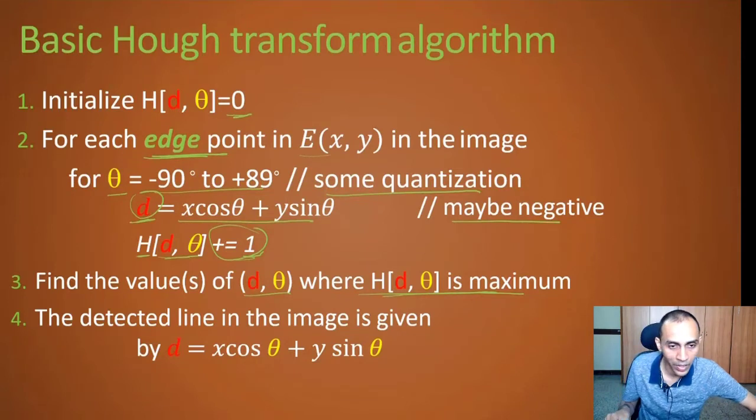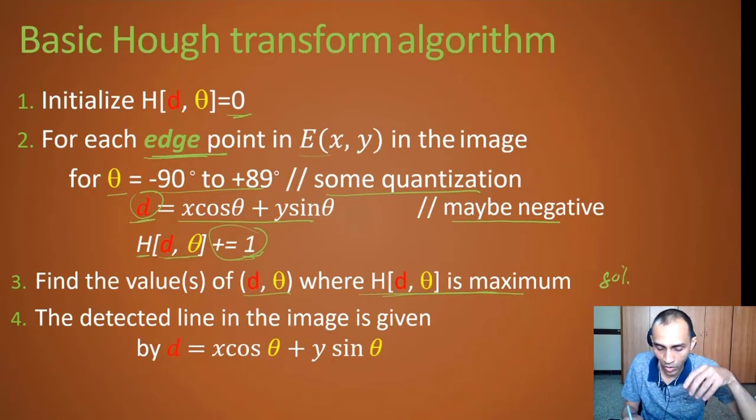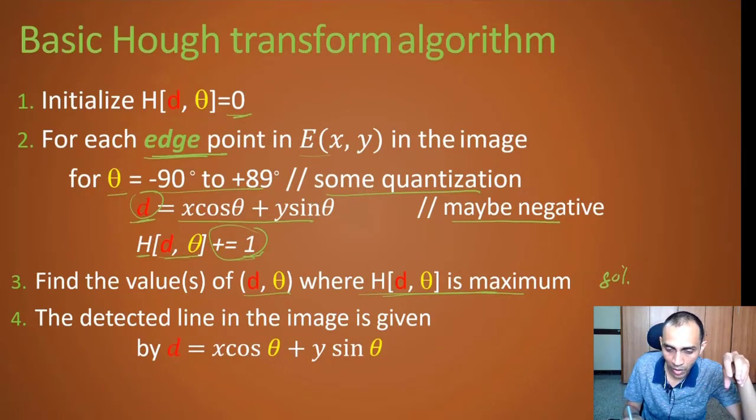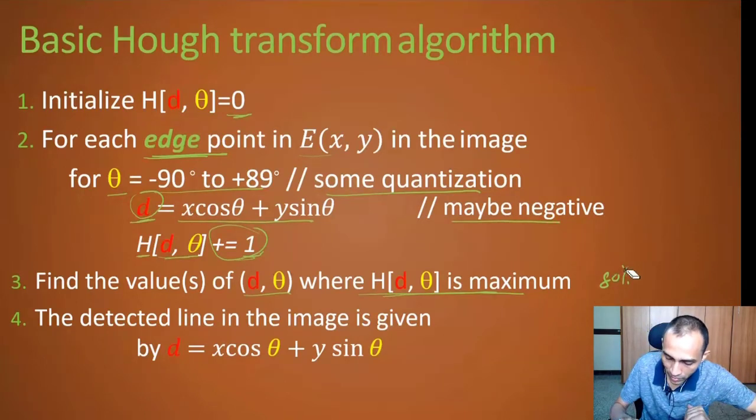So if there are multiple lines, we may decide, okay, 80% of the maximum value: all those bins which have about 80% of the maximum value, we will consider them all as valid straight lines. Or we'll have to have some threshold. If it is beyond this, we'll consider it, otherwise not.